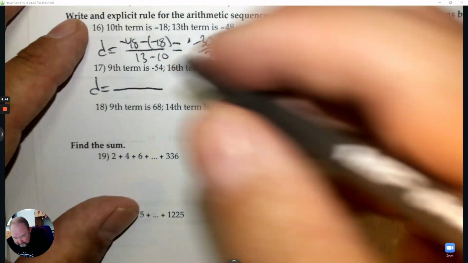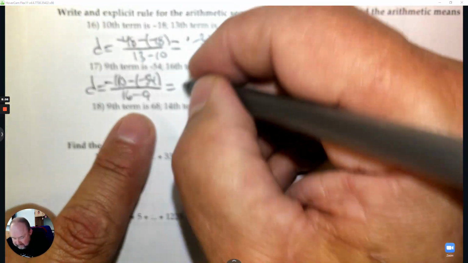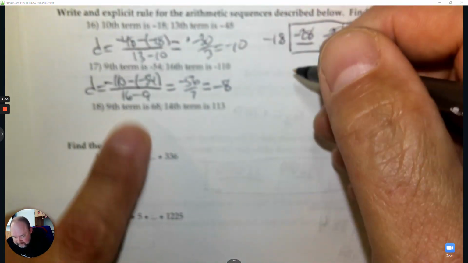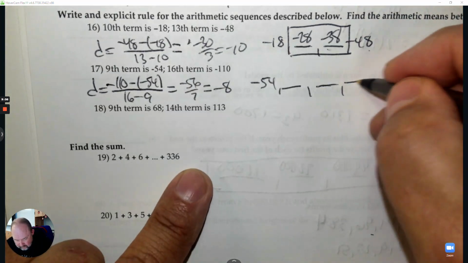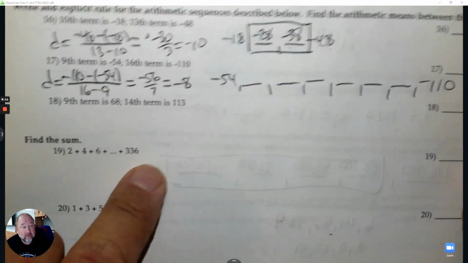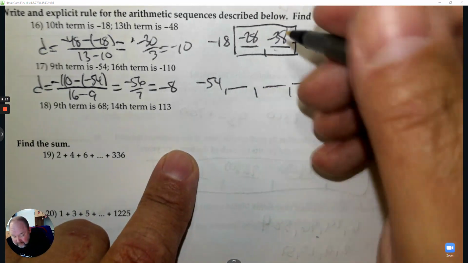Next one, same thing. I need to find the common difference by using the slope formula. Negative 110, subtract negative 54, and 16 take away 9. Get negative 56 over 7, which is negative 8. So we have negative 54, and we got 10, 11, 12, 13, 14, 15, and then 16. So it's all of those numbers in between. So we're going to keep subtracting 8.